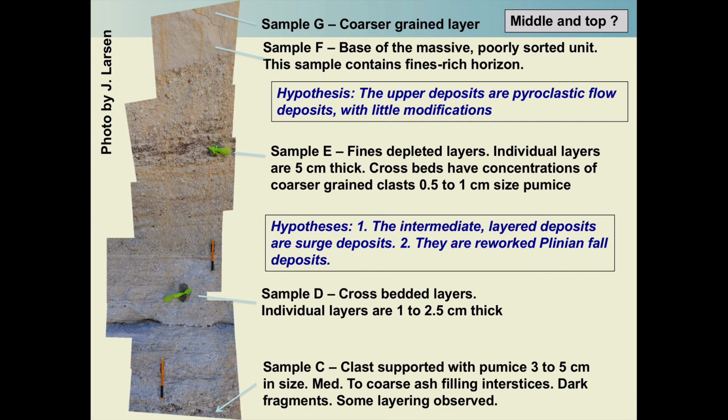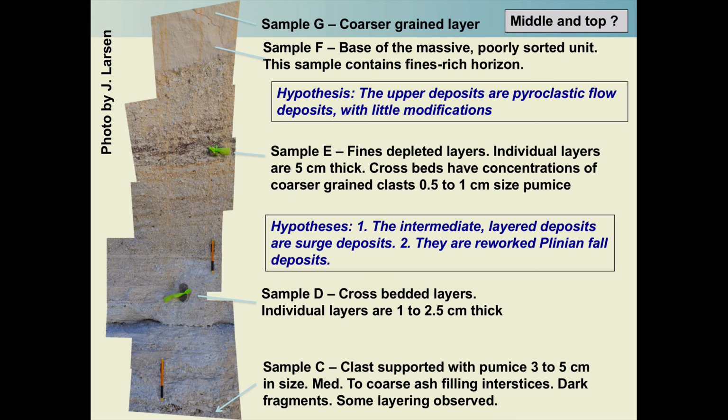Samples in the intermediate range, though, the layered and cross-bedded section, I had two hypotheses. The first is that these are layered surge deposits, so that means that this was a base surge that came out of the volcano before the massive pyroclastic flows came down and deposited, with all of the bed forms you expect from a surge deposit, the layering, the cross-bedding. There's another hypothesis here, though. They could be reworked Plinian fall deposits by wind.